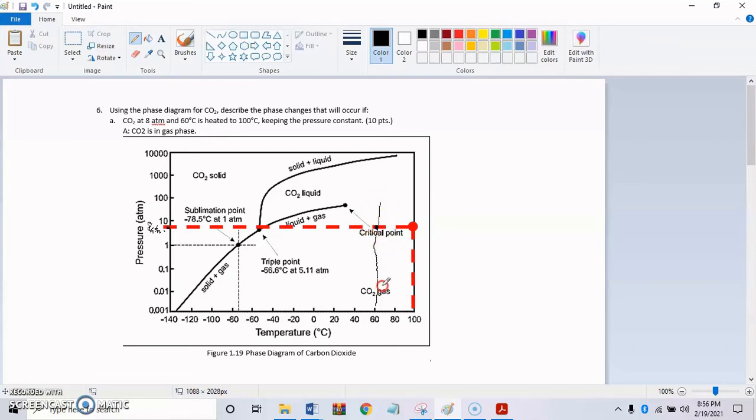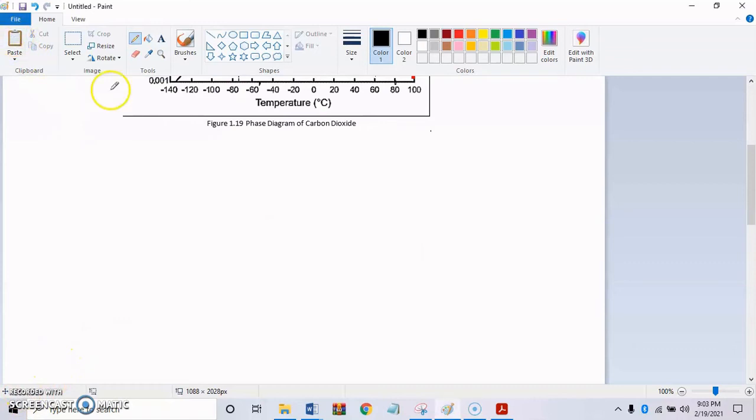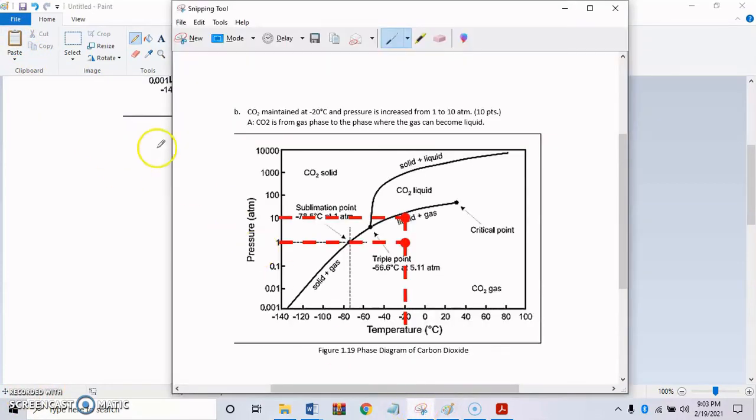And this one is a gas phase. Okay? This one is a gas phase. If we further add heat to the carbon dioxide at 8 atm, we can go further up to 100 degrees Celsius, and that is here, by drawing a vertical line upward and converging that into the horizontal line, which is the 8 atm. We come to this point here, and that is also in the gas phase. The answer for this question is that carbon dioxide goes from the gaseous phase to another gaseous phase. So next is this question here.